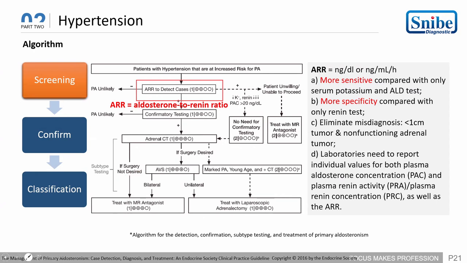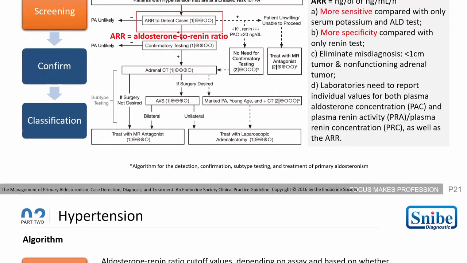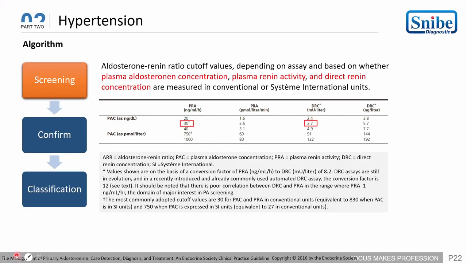So this is the algorithm for the detection, confirmation, subtype testing and treatment of primary aldosteronism. If we talk about the hypertension algorithm, it is the screening, and the aldosterone renin ratio cutoff value depends on the assays and on whether plasma aldosterone concentration, plasma renin activity, and direct renin concentration are measured in conventional or système international units.